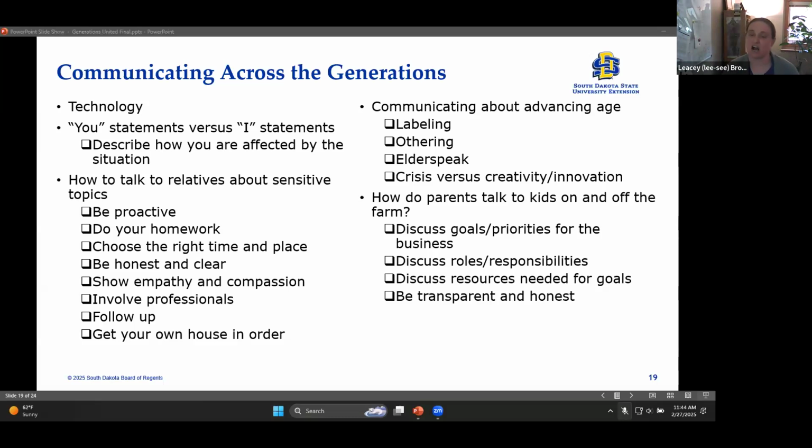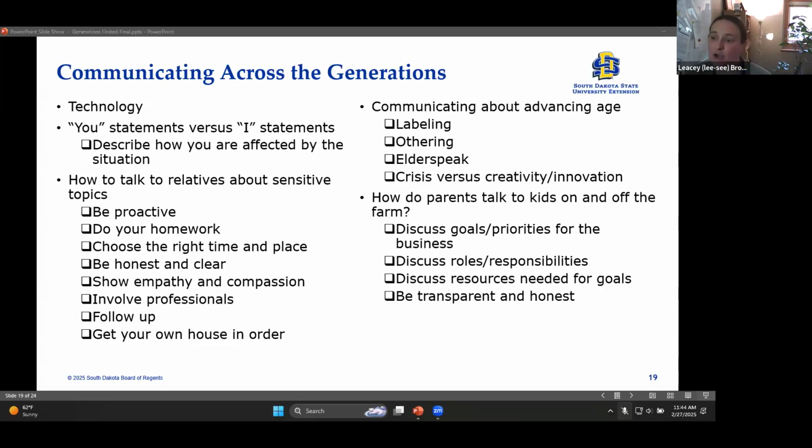The last part that I want to talk to is how do parents talk to kids on and off the farm? I think most important is you have to discuss the goals and priorities for the business. The business is what's at stake here. So you have to talk about what are the goals and priorities for this business, which may mean one child gets completely cut out because anything you do to separate and maybe make things equal would ruin the business because you would have to sell it down.